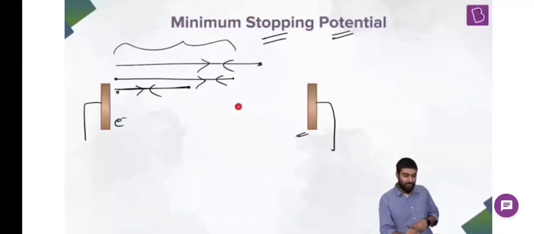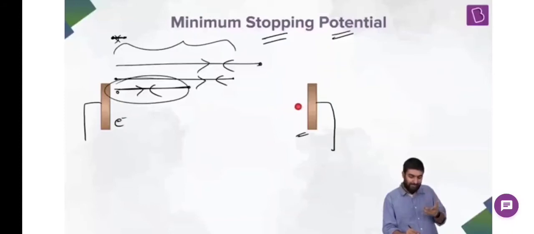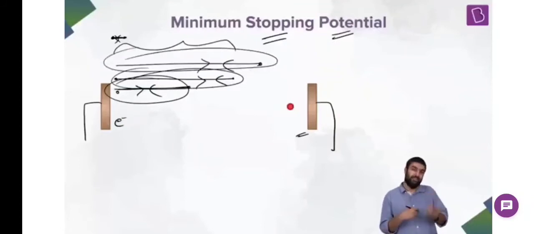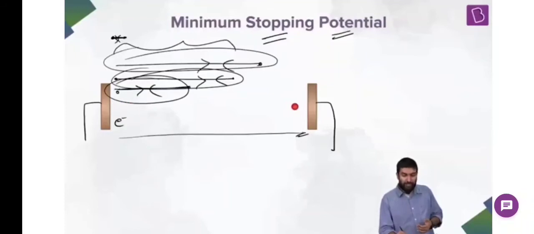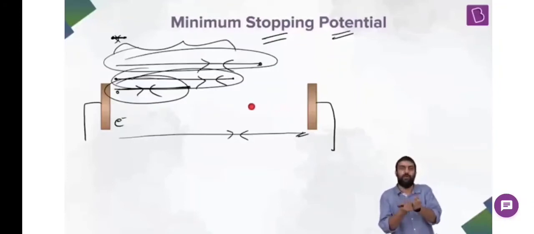Because to stop it, let's say start from here and come till here and then stop and come back, you would require a really high potential. Then for this one, you would require slightly less. Then for this one, even slightly less, and for this one, even slightly less stopping potential. But for the electron to go till here and just before touching it, stop momentarily and come back, that would be the minimum stopping potential that you have to apply.